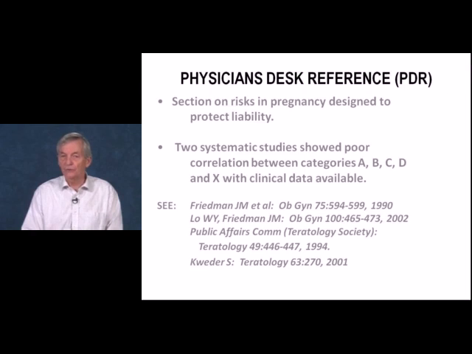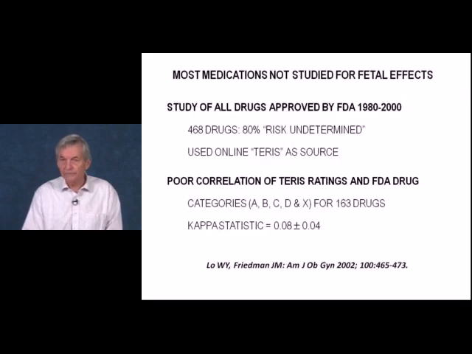But if you go to specific citations, and I'll list here reference 2 by Lo and Friedman, you find that the correlation between the drug categories and the information in the literature is just awful. If you look at that, you see they looked at all the drugs put on the market between 1980 and 2000, and most of them hadn't been studied well enough to know whether they're safe or not.